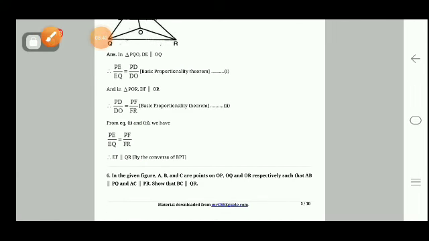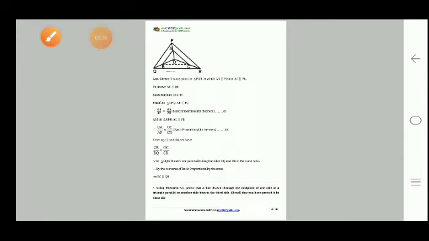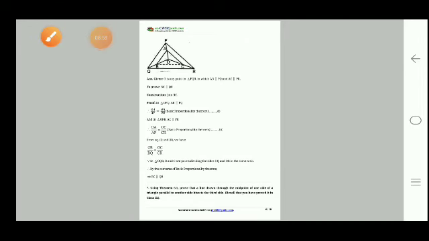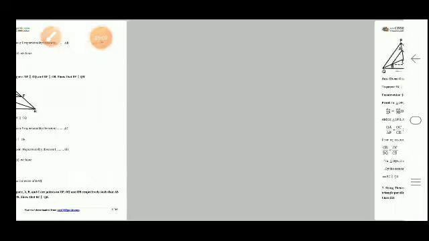Then in question number 6, they are saying that in the given figure A, B and C are points on OP, OQ and OR respectively, such that AB is parallel to PQ and AC is parallel to PR. Show that BC is parallel to QR. So if you look at the figure, what is given here? It is given that AB is parallel to PQ.